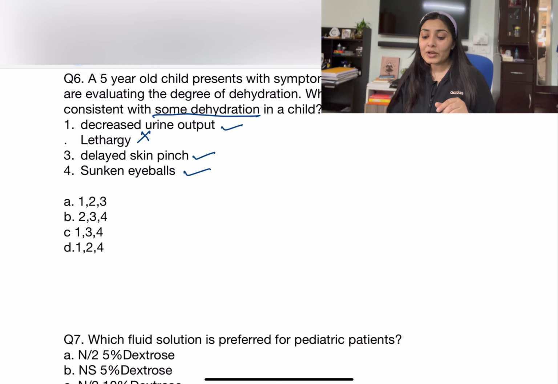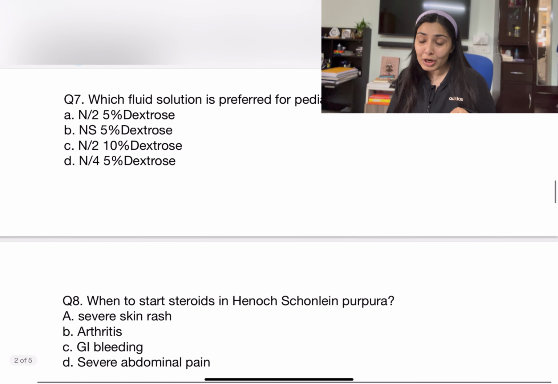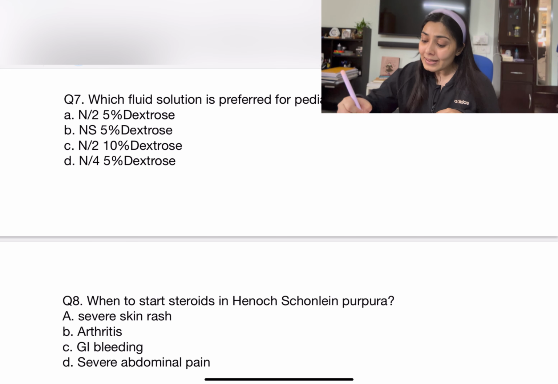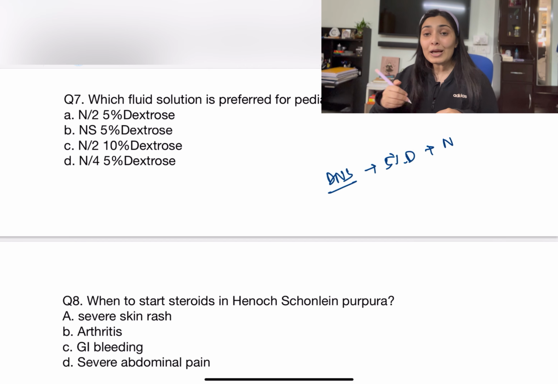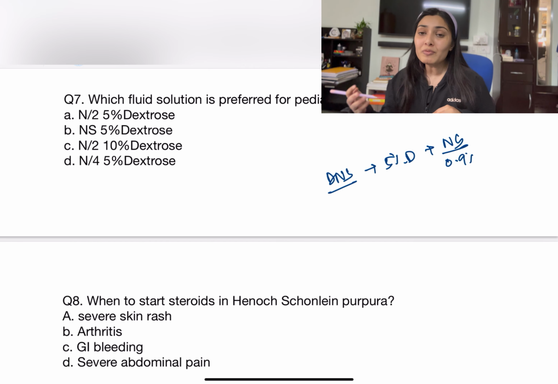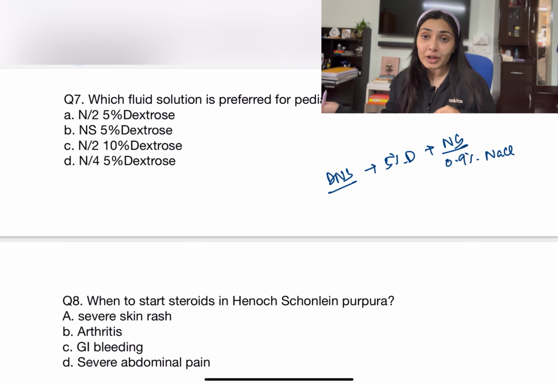Moving on to the next question, a straightforward question: which fluid solution is preferred for pediatric patients? Nelson 22nd edition clearly states that DNS, that has 5% dextrose along with NS, normal saline, that is 0.9% NaCl, is the fluid of choice. Along with that we add potassium 1 milliequivalent per 100 ml, right? So the correct answer would be NS 5 dextrose.